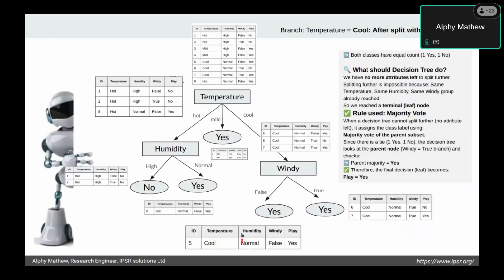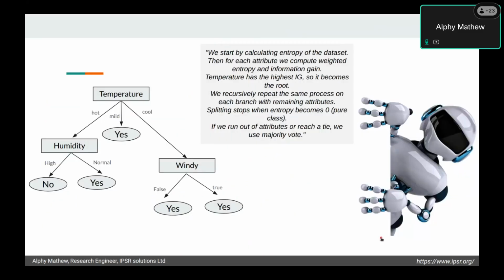In our case, we have built a small tree with two internal nodes, humidity and windy, one root node, temperature, and leaf nodes with the class labels yes and no. So here you know how to interpret this tree. It's very simple. If temperature is hot and humidity is high, the child is not going to play. If temperature is hot and humidity is normal, the child will play. Temperature mild, the child will play. If temperature is cool and windy equals false, that is, it is not windy, the child will play. If it is windy also, the child will play.